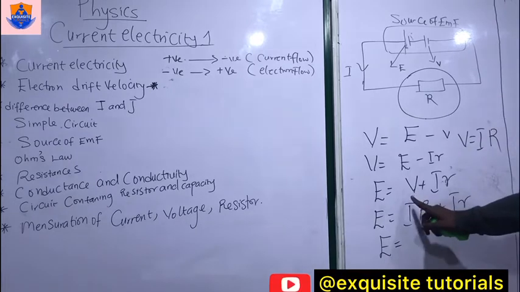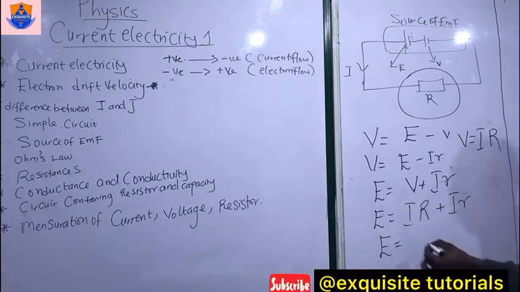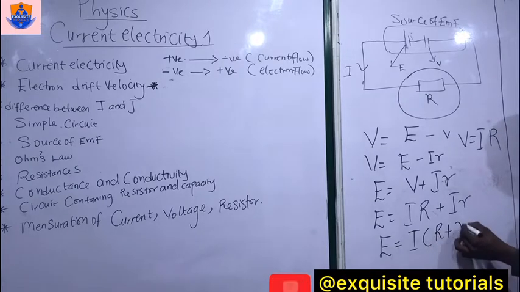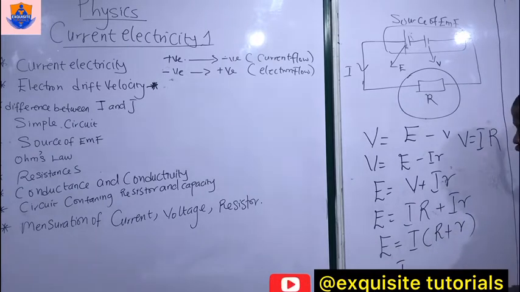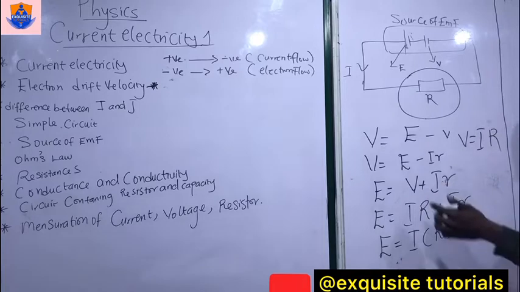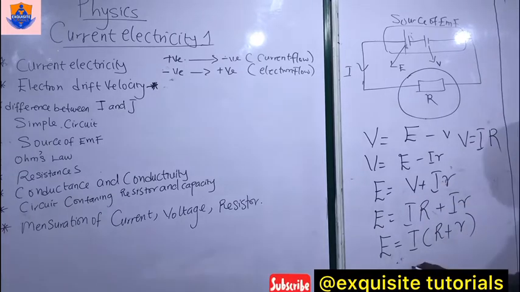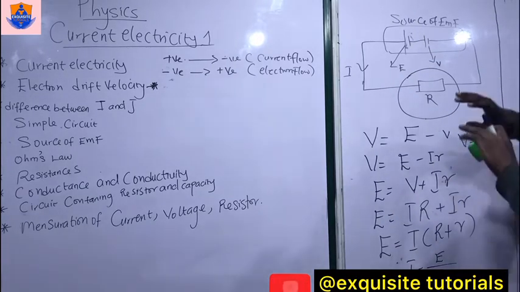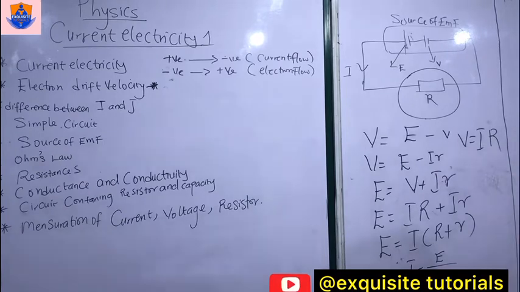So since V is equal to IR, I can bring out I, since I is common to both parts, giving me this. Then E is equal to I(R + r), so the current can be calculated as E over R plus r. This is what you get when constructing a simple circuit, and it is what you can use in solving any question that has to do with a simple circuit.